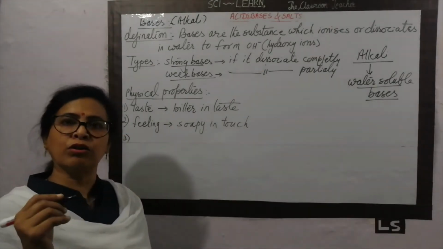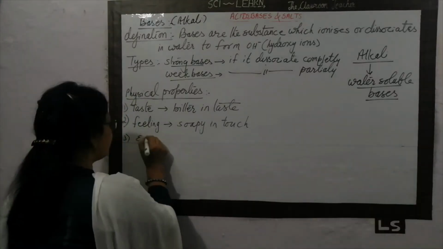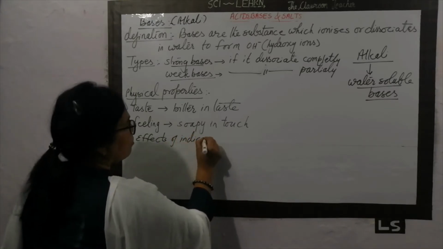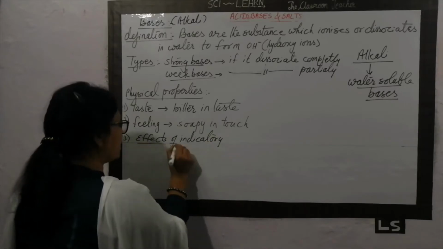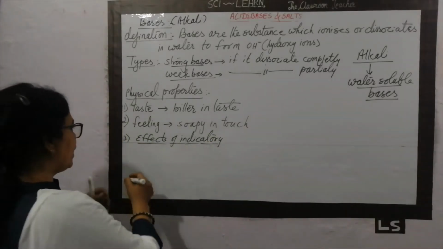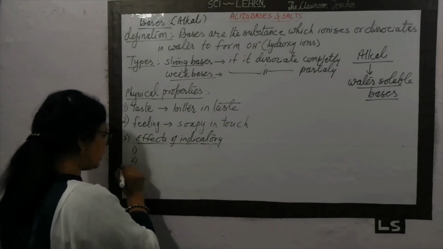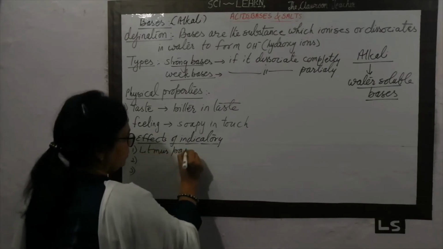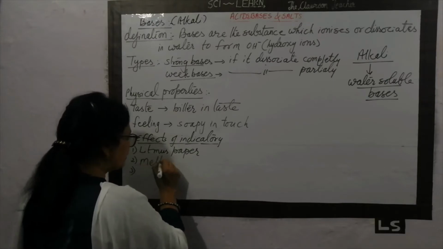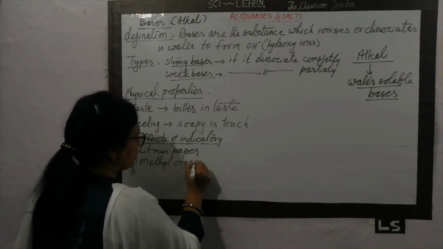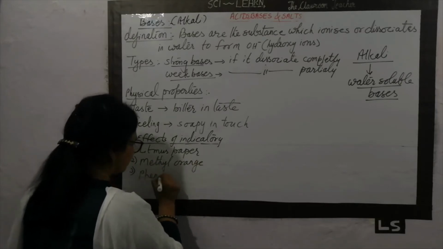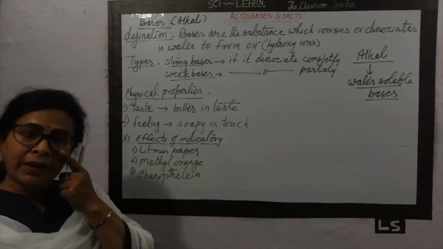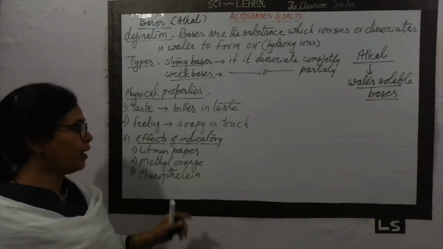Now here also the effect of indicators is there. We have to compare the properties of acid and base with the help of indicators. You must remember the three indicators that we already studied in the acid section. First is litmus paper, second is methyl orange, and third is phenolphthalein. These are the three chemical indicators generally used in the laboratory.